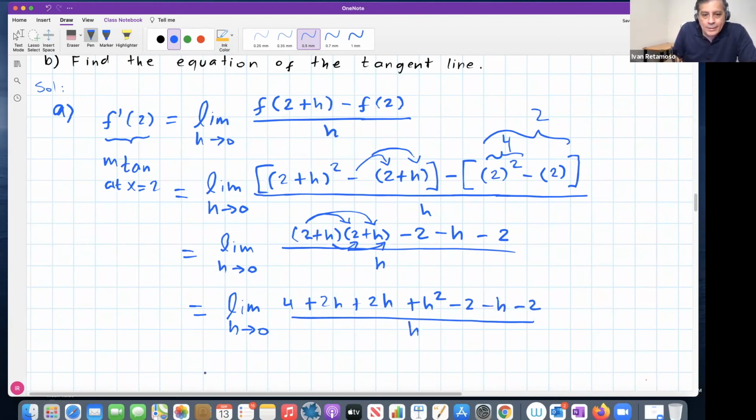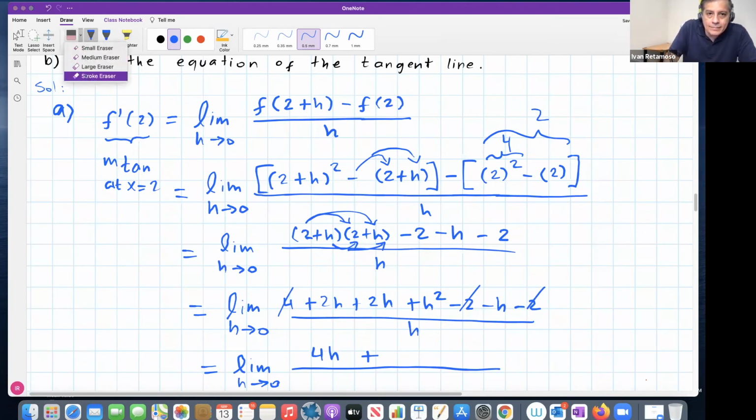Professor, you promised simplifications, you know? Where are they? Well, here. Notice this 4 cancels with minus 2 minus 2, minus 4. Minus 4 taken away from 0, 0. 2h plus 2h, 4h. Plus, well, 4h minus h, 3h. 3h there. Plus h squared. Simplifying.